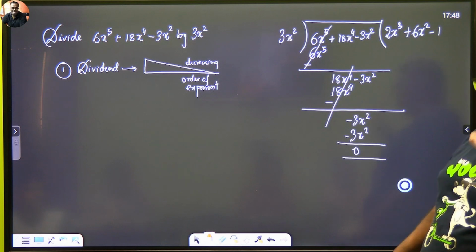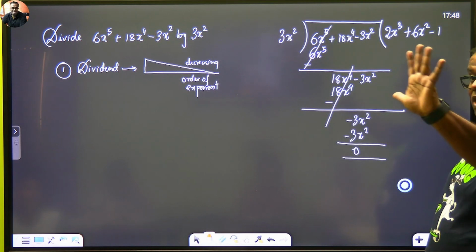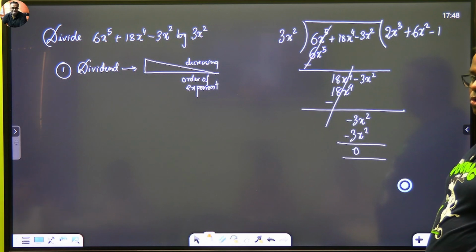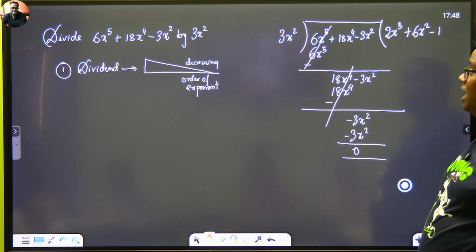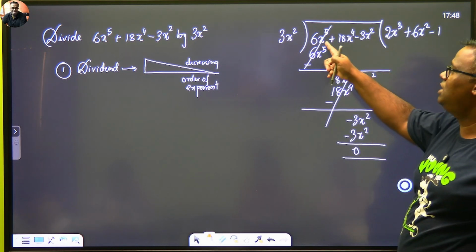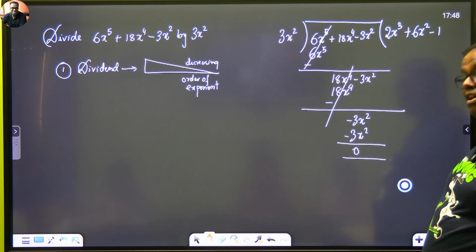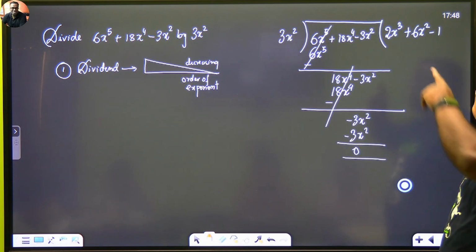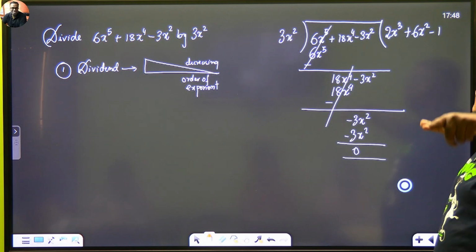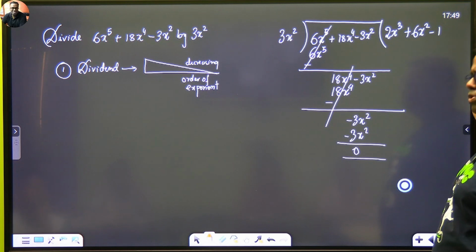Now see the understand. These your school will not tell you. Some more understanding. You started with what degree? 5. Degree 5. You were dividing with what degree? 2. Your answer always came 3. That means this degree into this plus this should always be this. If this problem would have started with 6x7, your answer would have started with x to the power 5, because you are dividing by x square. So your answer will always come a degree which, if added to the divisor's degree, should be equal to the dividend's degree. Which in grade 9 will be a big point for you.